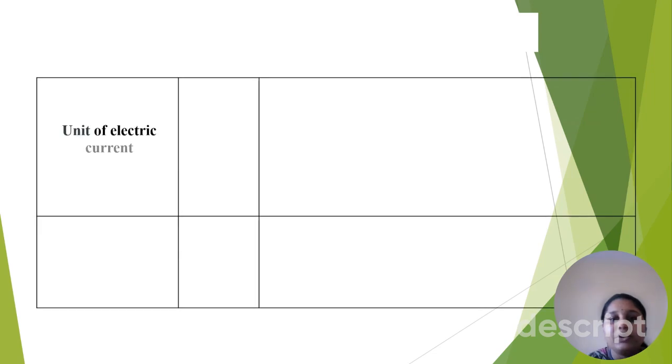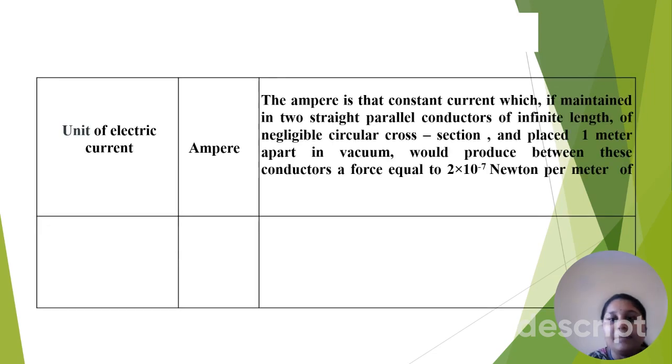So the next is unit of electric current, ampere. Ampere is that constant current which, if maintained in two straight parallel conductors of infinite length and negligible circular cross section and placed 1 meter apart in vacuum, would produce between these two conductors a force equal to 2 into 10 power minus 7 Newton per meter. So if you place any wire between these, if you take a long wire, it would produce a force equal to 2 into 10 power minus 7 Newton per meter.